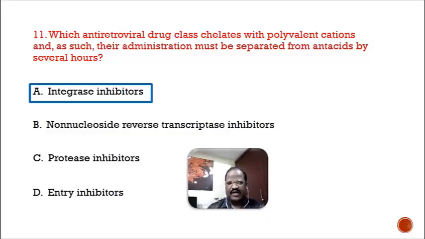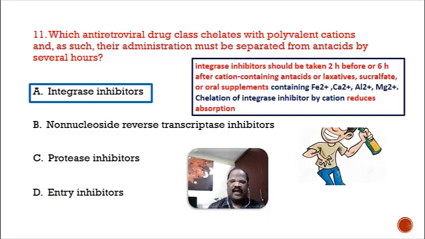This is again very important. I'll explain. Look here. Integrase inhibitors like raltegravir, elvitegravir, dolutegravir, all these drugs should be taken either 2 hours before or 6 hours after taking antacid or laxative or sucralfate or any oral supplement containing cations like ferrous, calcium, aluminum or magnesium, because these cations may cause chelation of integrase inhibitor, thereby reducing the absorption of integrase inhibitor.